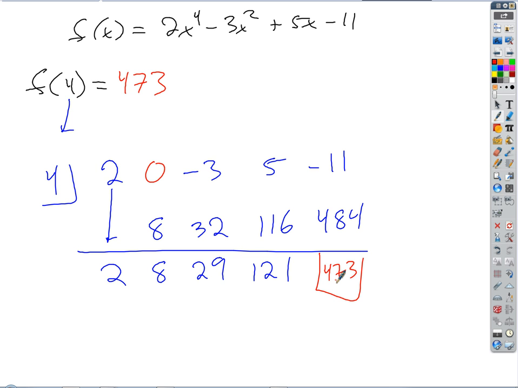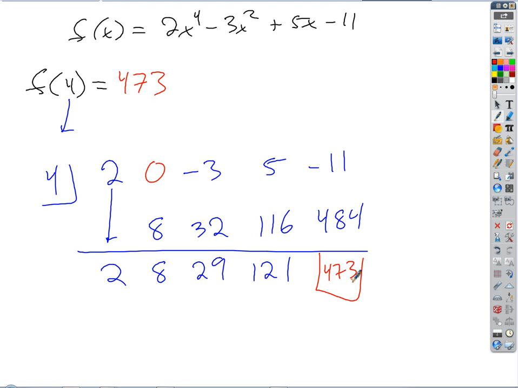Why won't you multiply by 4 at 473? Because when you get here, you're done. That's the end of the process. This is the answer box, or the remainder box, right? There's no other column, so I'm done, right? Oh, right.